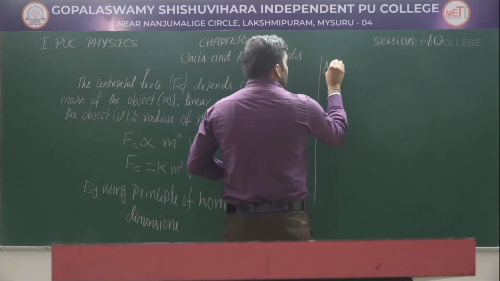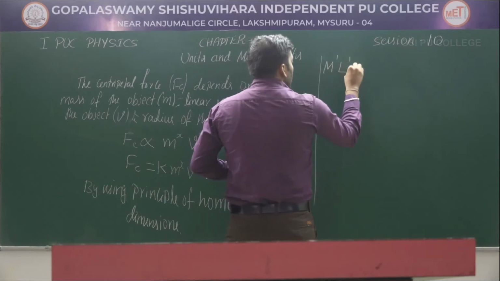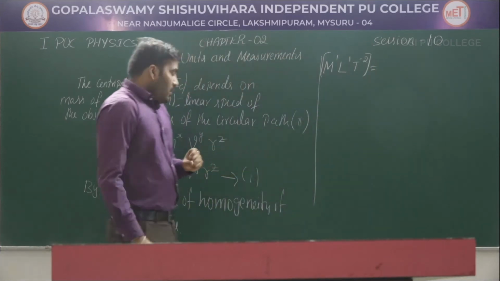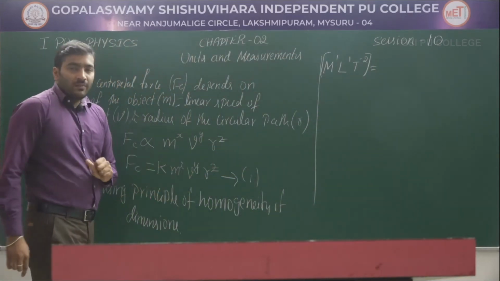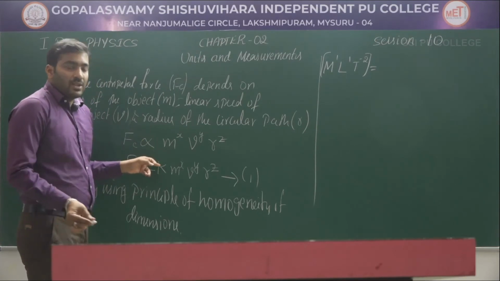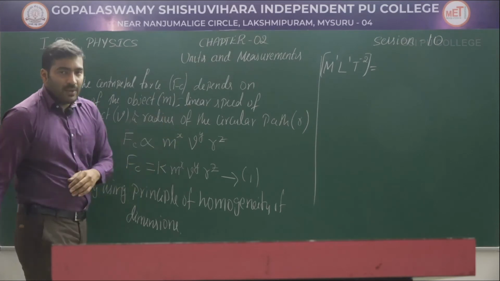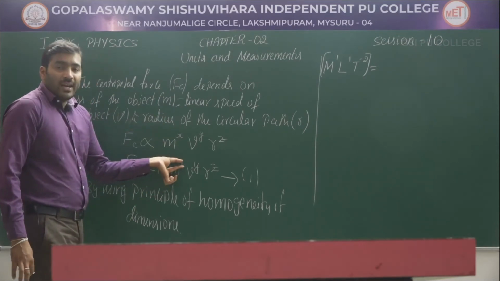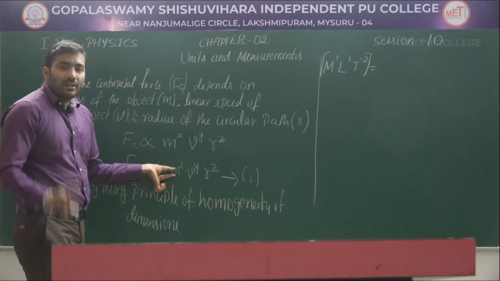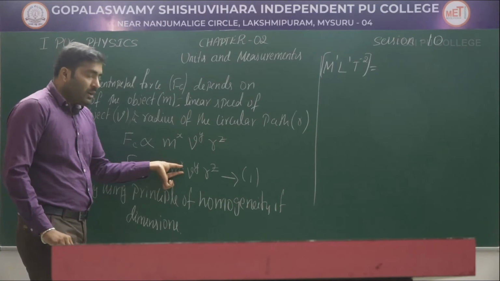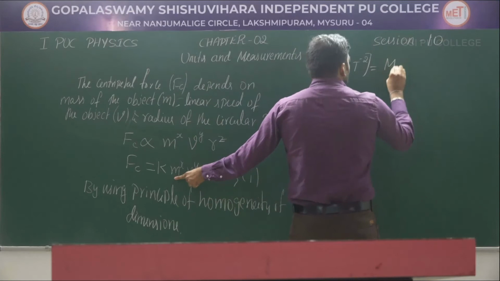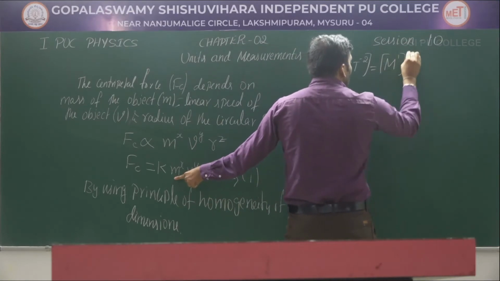So the dimensions of force are m power 1, l power 1, t power minus 2, which is equal to, here we have a constant. I already told you that for a constant you need not write the dimensions, or this constant does not possess dimensions. Next, m power x. M here means mass. So the mass dimension is m power 1, so m power 1 to the power of x.